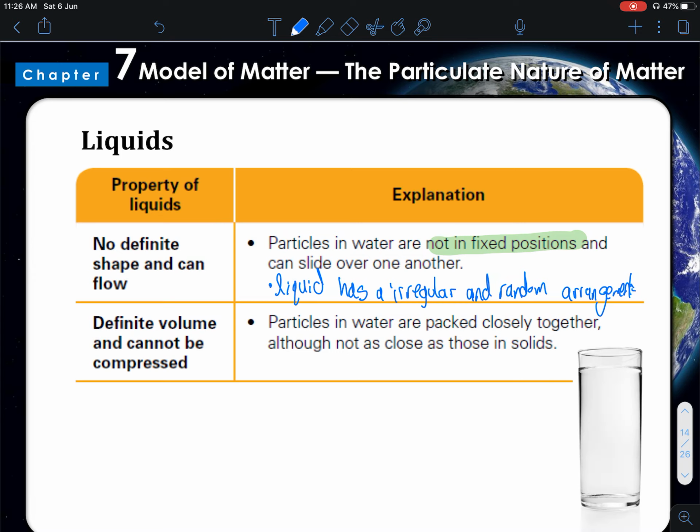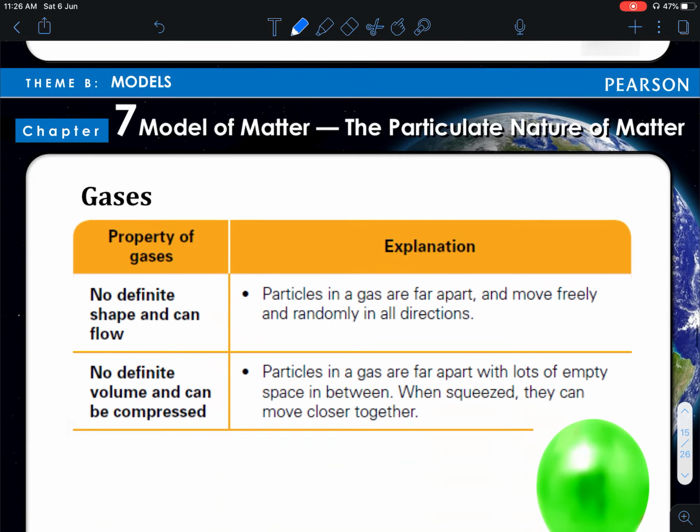For definite volume, cannot be compressed, is because they are packed closely together in an irregular and random arrangement, though not as close as that of solids. Not only that, they also have negligible spaces that do not actually allow compressibility.